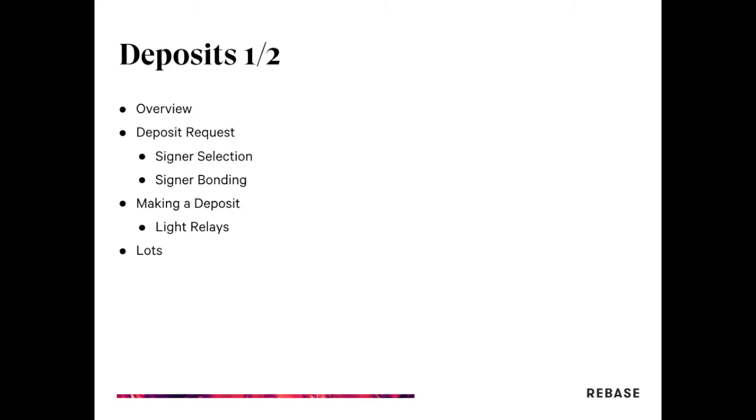So let's talk a little bit more about making a deposit. The process of making a deposit looks like this. The tBTC protocol now has a wallet address for this deposit request. The depositor sends BTC from their own wallet to the signing group's BTC wallet address, and then Bitcoin confirms the transaction, and the depositor issues the transaction to Ethereum, proving the deposit has been made.